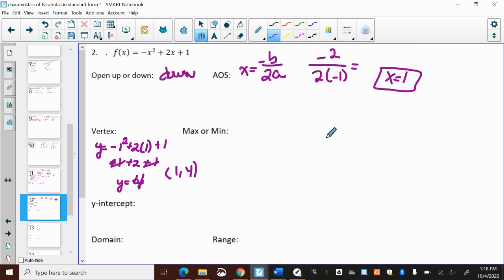Because this is opening down, our vertex is on top, making it a max value at 4. Your y-intercept is just going to be what this constant is here. So the y-intercept, when x is 0, y will be 1. Domain, all real numbers. And the range comes from the y value heading down from the vertex. y is less than or equal to 4.